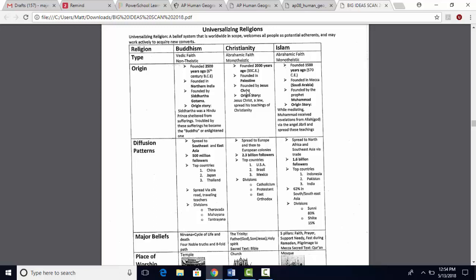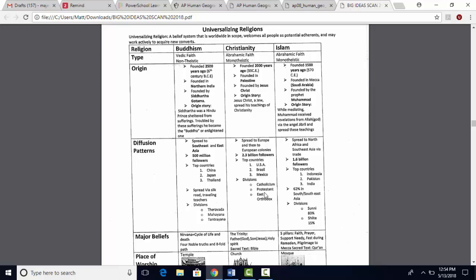It has about 1.5 billion followers today. The United States, Brazil, Mexico, all great examples. Almost all of Europe is as well. Remember, there are divisions. There's the Catholics, which are generally located in Southern Europe and Eastern. There are the Protestants, who are generally located in Northern and Western Europe, right? And then there are the Orthodox Christians, who are located in Russia and other portions of Eastern Europe as well.